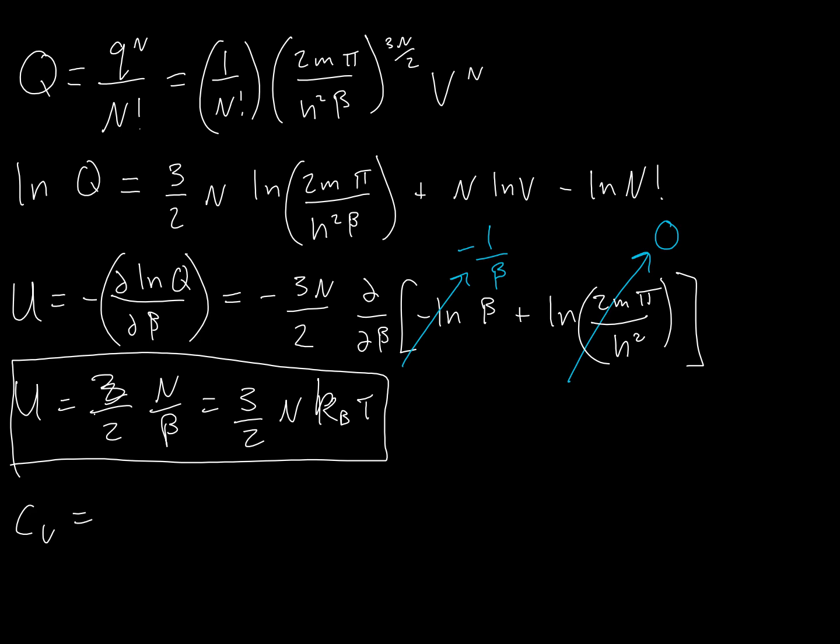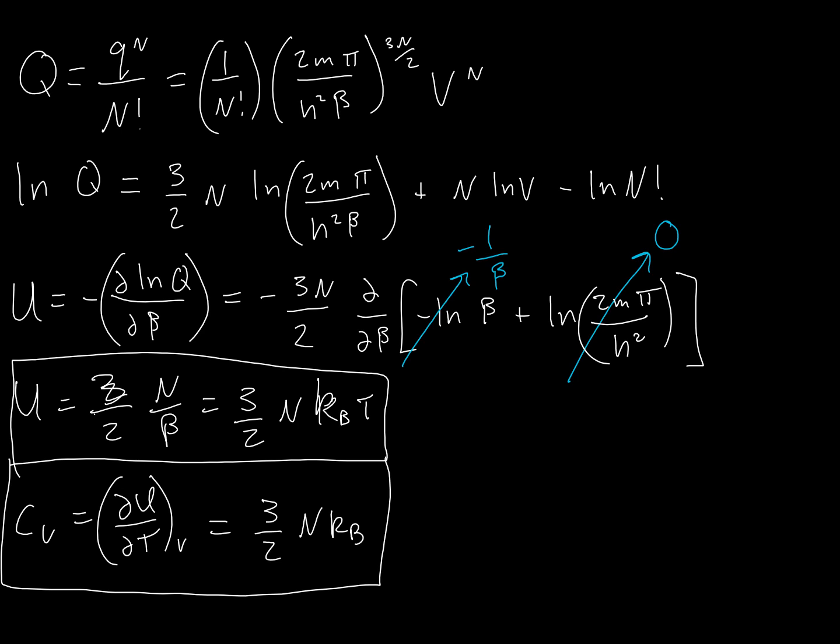C sub v is, of course, dU/dT at constant V, which is 3/2 n kB. So we went all the way from a quantum mechanical description of a single particle in a 3D box, all the way up to a prediction of what the heat capacity of that particle should be. For an ideal monatomic gas in a constant volume box, we already knew that the heat capacity was 3/2 R.